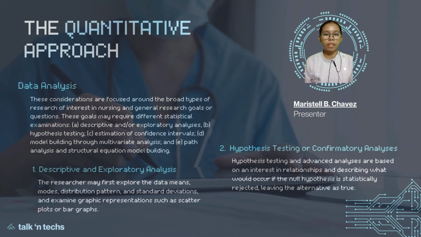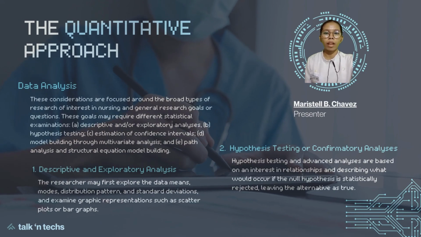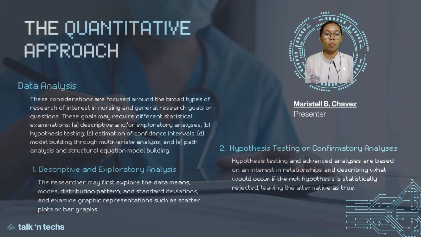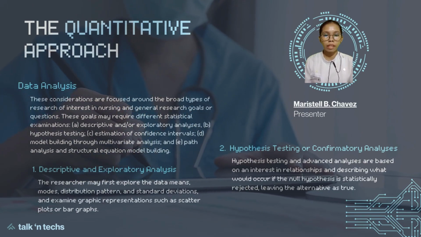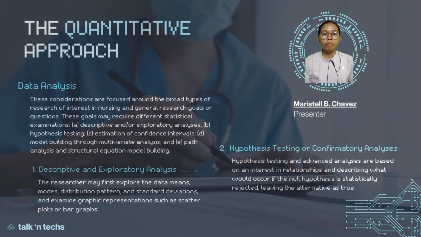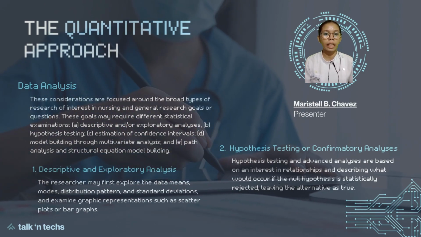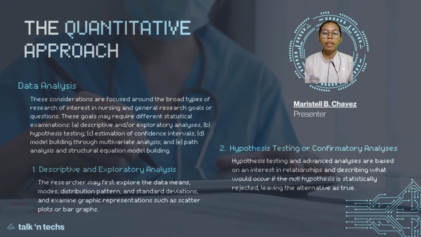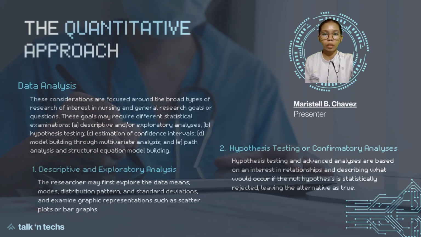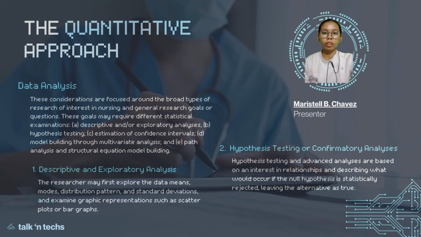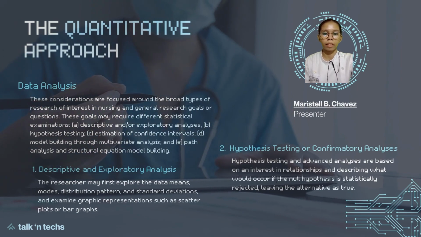Next is hypothesis testing or confirmatory analysis. Hypothesis testing and advanced analysis are based on an interest in relationships and describing what would occur if the null hypothesis is statistically rejected, leaving the alternative as true. These are conditional relationships based on the variables selected for study, and the typical mathematical tables and software for determining p-values are accurate only insofar as the assumptions of the test are met.